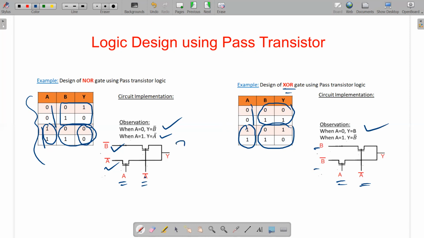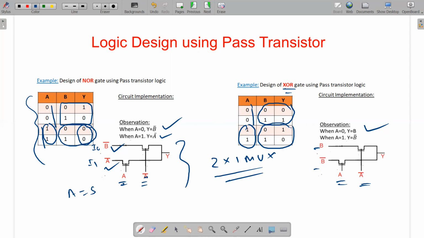Another thing, this structure is nothing but a 2 to 1 mux. That means if you take A as S, the select line, and this is your I0 and this is your I1, and this is S and this is S bar, the working mechanism is just like the 2 to 1 mux. So pass transistor based logic is basically called switch based logic or multiplexer based logic. That means the circuit is implemented in the form of a multiplexer. We are working with a two variable Boolean expression, so it is basically a 2 to 1 mux.